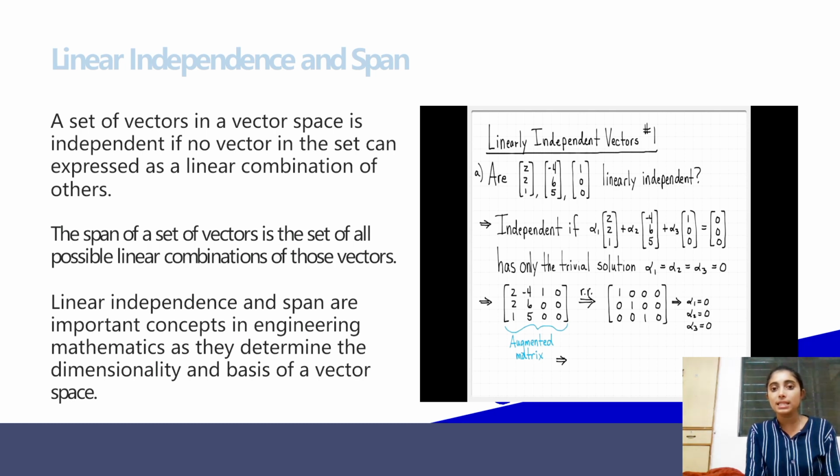These are some examples of linearly independent vectors. These are linearly independent. This has only the trivial solution. Independent vectors have only trivial solutions.